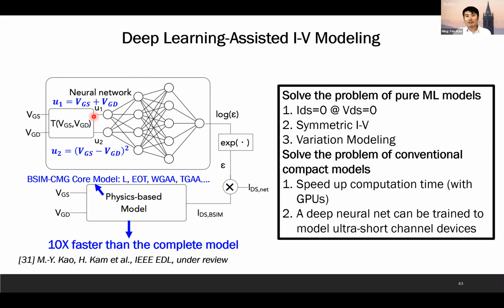And this deep neural net can be trained for future ultra short channel devices. More and more non-ideal effects can be modeled by adding in a more complicated model here. For example, we can add 1 more hidden layer or 2 more hidden layers to act as a non-ideal effect corrector.